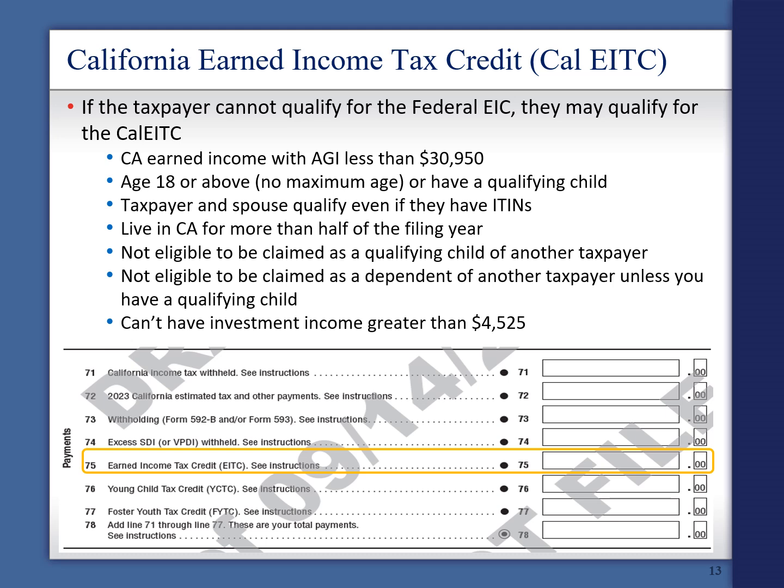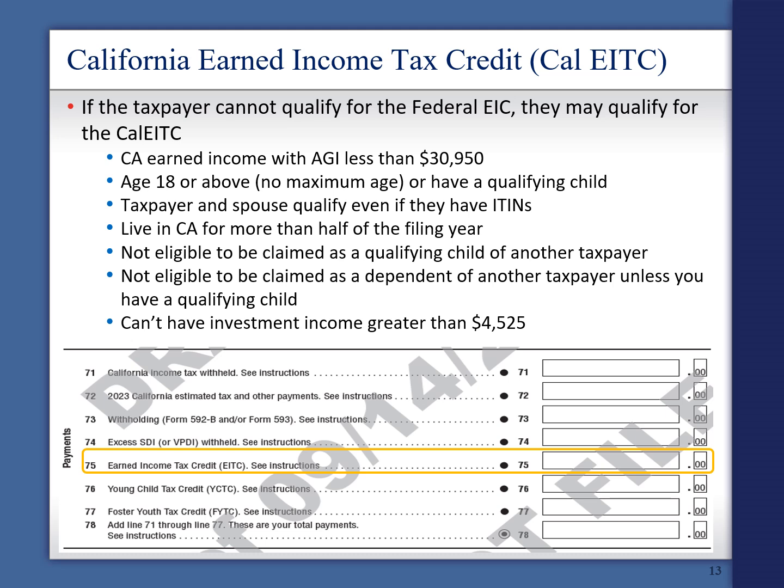California awards an earned income tax credit in addition to any federal credit. To qualify, the taxpayer must have California earned income with an AGI less than $30,950. California earned income is any income subject to California withholding or self-employment income being reported on the California return, regardless of where it was earned.